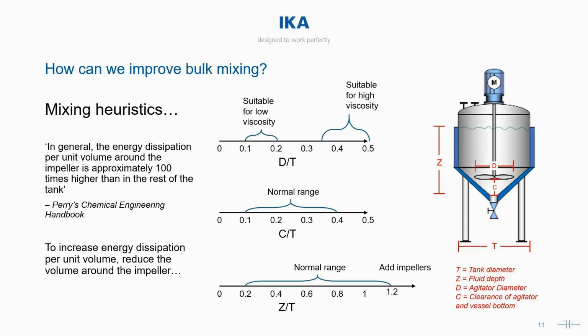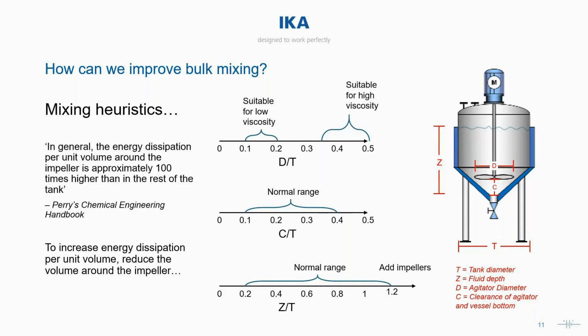However, I did want to call out something of importance from Perry's Chemical Engineering Handbook, which tells us that the energy dissipation per unit volume around the impeller is approximately 100 times higher than the rest of the tank. This is quite intuitive to think about. Of course, your area surrounding the impeller will have that higher energy dissipation, which is what will ultimately lead to your agglomerates being completely dissolved in your liquid. So with that in mind, we want to increase that energy dissipation per unit volume.